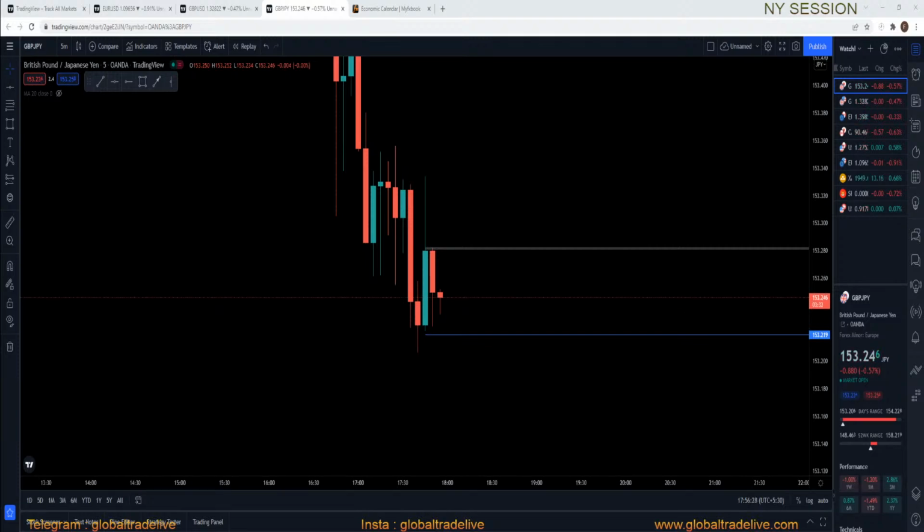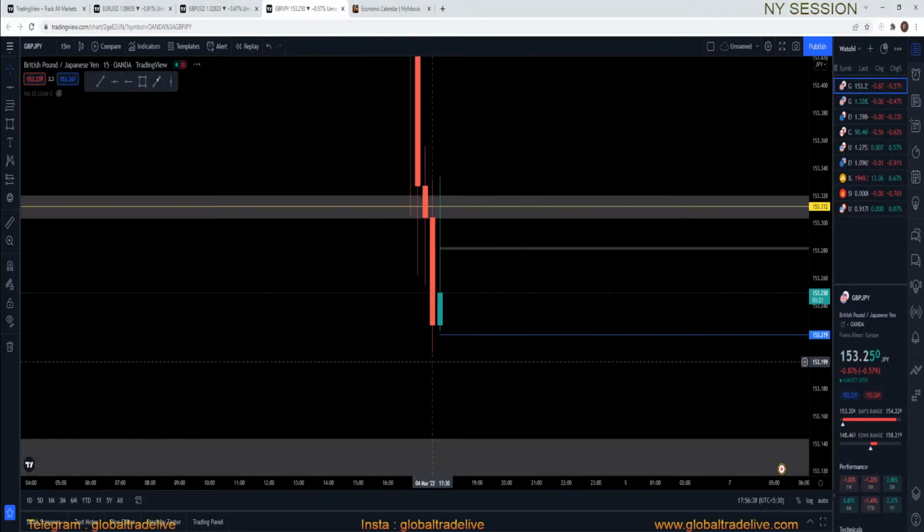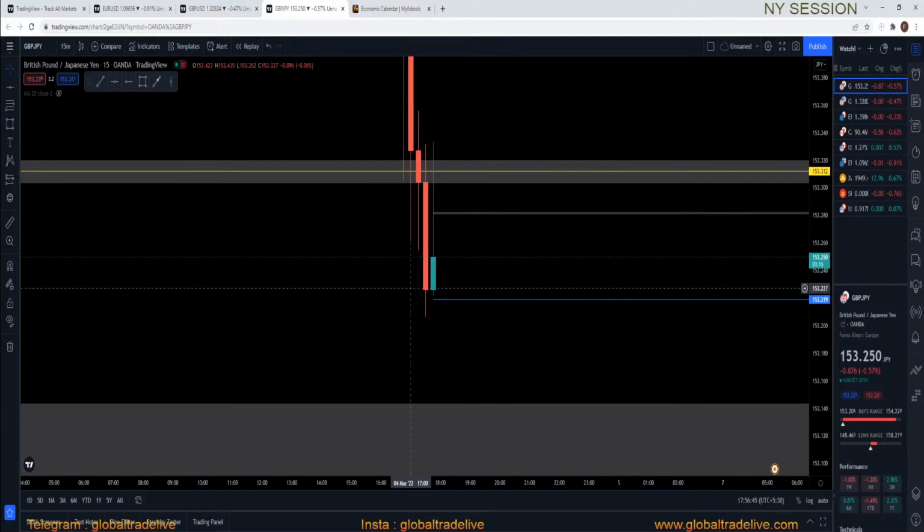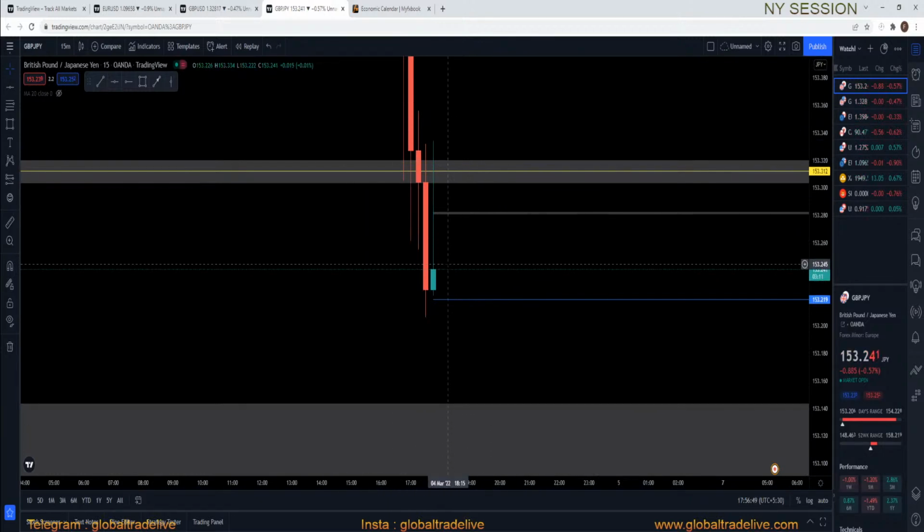Okay, so 4 minutes left for the current 15-minute candle to close. So now I'm gonna wait for the current 15-minute candle to close, and after it closes, let me just go to the 15 minutes over here, and yeah, sorry. So this candle is about to close in like 3 minutes. So if this candle closes like this, then what I want in the next candle is I want the next candle to wake up, break the low, and continue moving down.